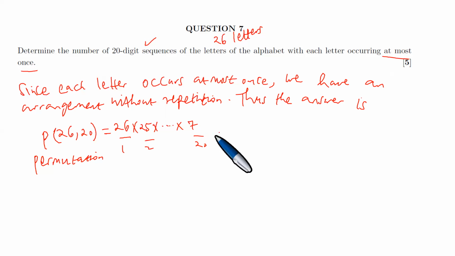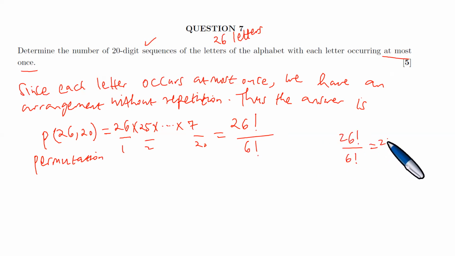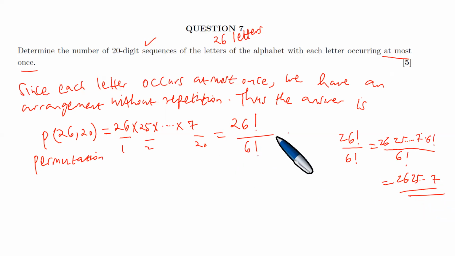Right, but this can also be written as 26 factorial divided by 6 factorial. The reason is 26 factorial divided by 6 factorial is 26, 25 up to 7, then 6 factorial, you divide by 6 factorial, and 6 factorial cancels, so it is that up to 7. So that's the answer.